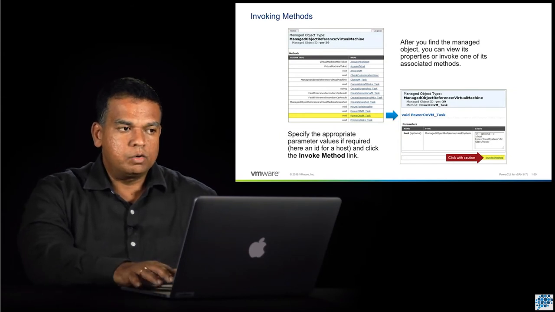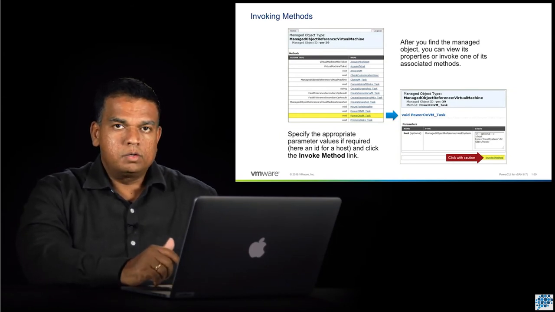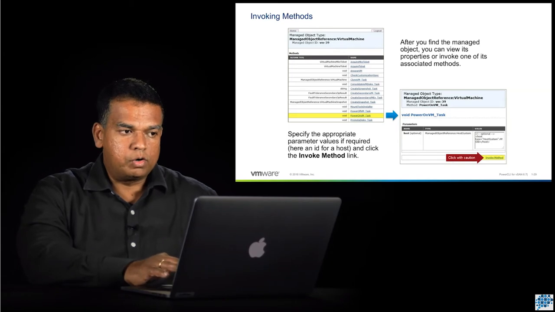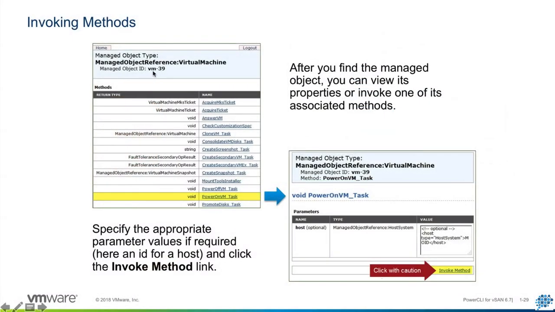You can just go to the page for that particular object. For example, here I'm in the managed object browser. I'm going to the properties of VM39, which is one of the virtual machines in my environment, and on that page you will get an option called methods. Here we see the methods which are available for that virtual machine, and I'm going to invoke a method called PowerOnVM.